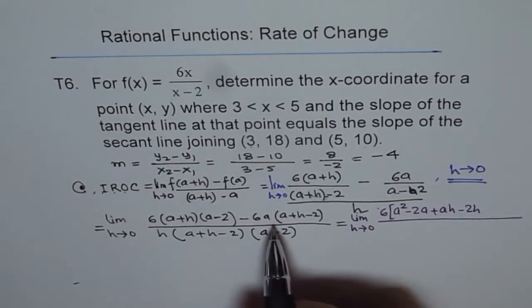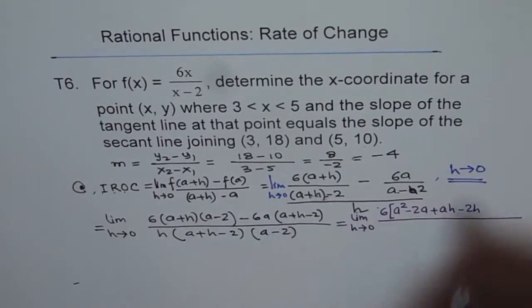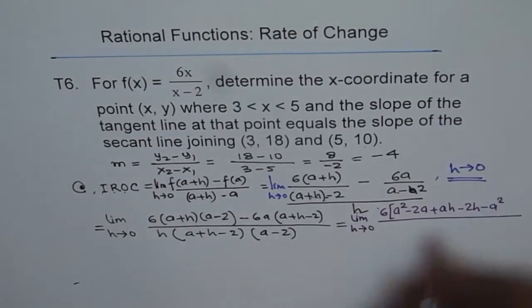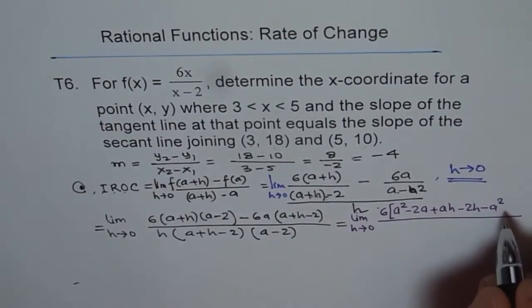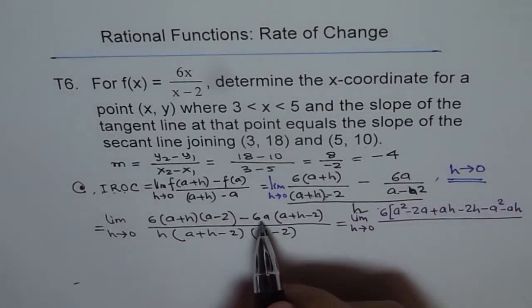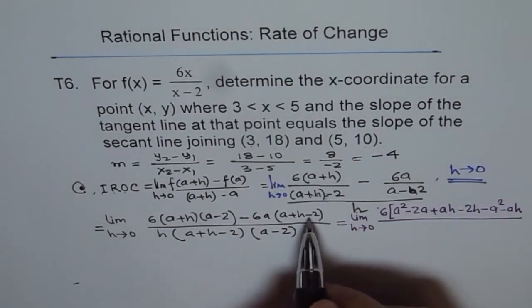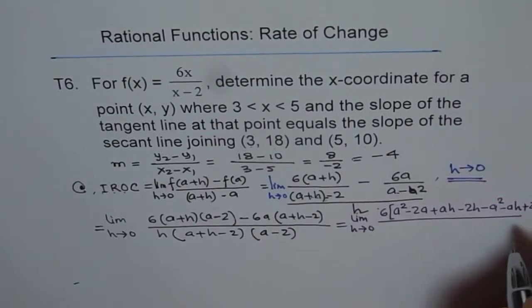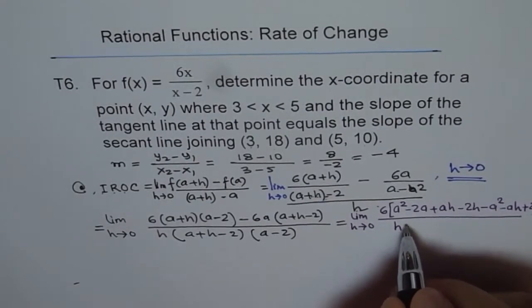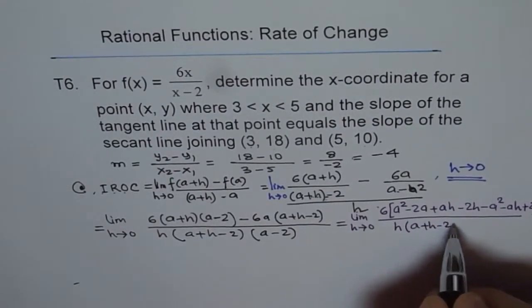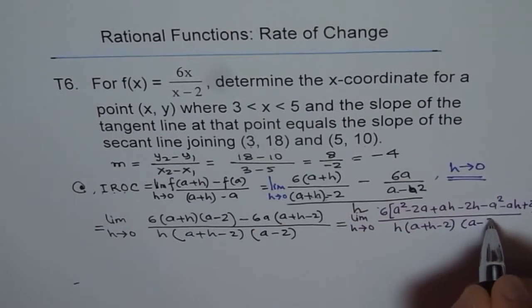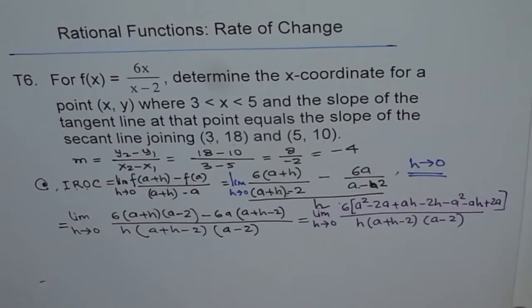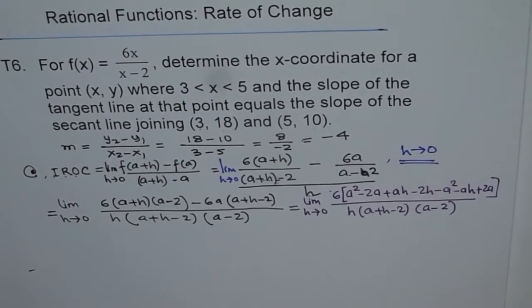And here when I do, I get a square, which is with minus sign. So I get minus a square, and then minus ah, and then this is minus, and that is plus 2a. So we get plus 2a, and that's how we have. In the denominator, we get h times a plus h minus 2 times a minus 2. Let me shift this page a bit to this side so that you can see exactly what's going on here, right? Okay, that's where it is.